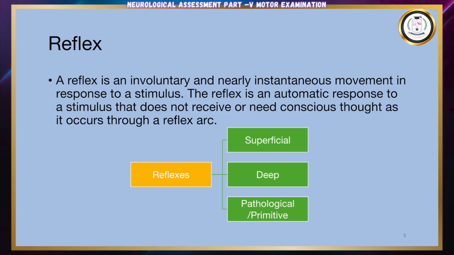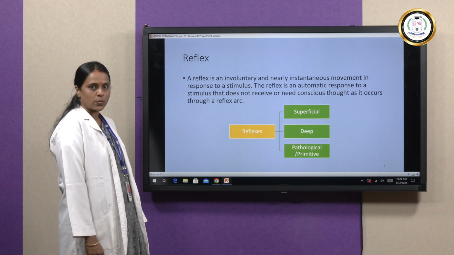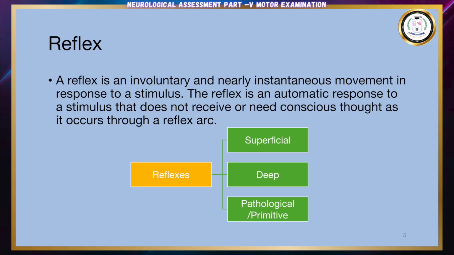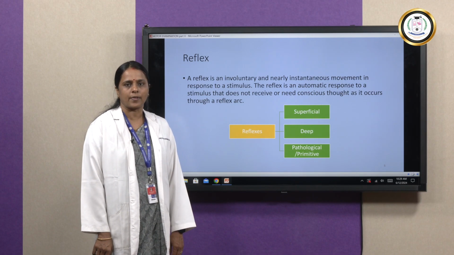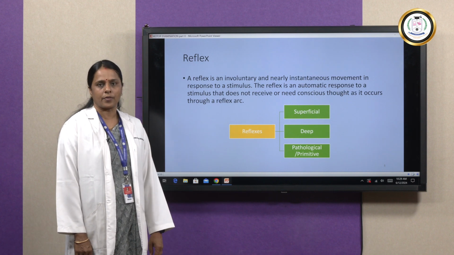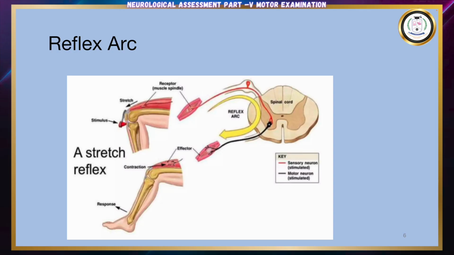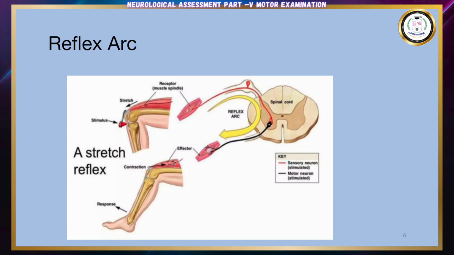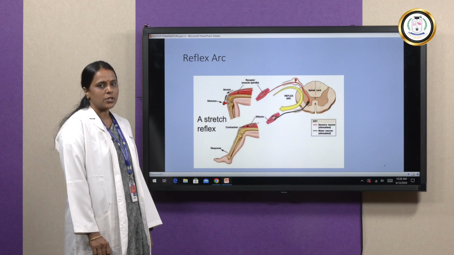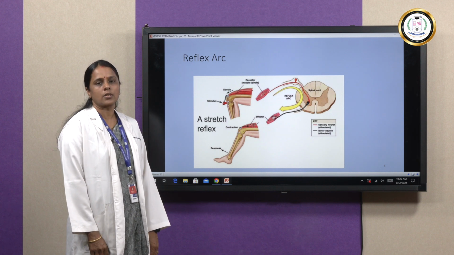Next thing in motor assessment is reflex. A reflex is an involuntary or nearly instantaneous movement in response to a stimulus. It is an automatic response to a stimulus that does not require any conscious thought, as it occurs through a reflex arc. The types of reflexes we will be checking are the superficial reflex, deep reflex, and then pathological or primitive reflexes. As I told before, a reflex occurs through the reflex arc, which consists of a receptor, then the afferent neuron, an interneuron, and through the efferent neurons the response will occur.